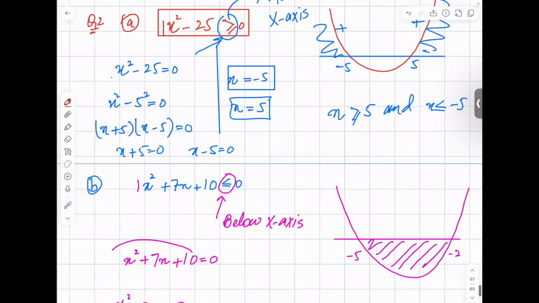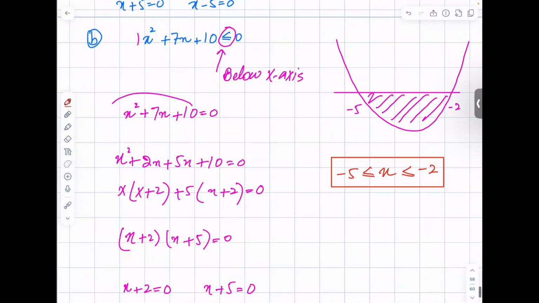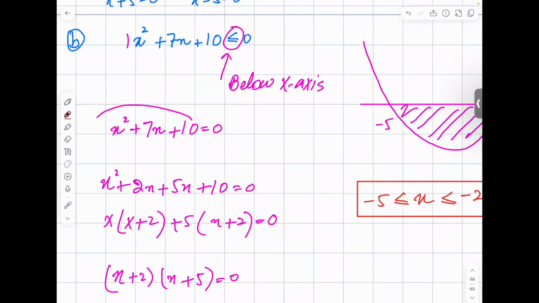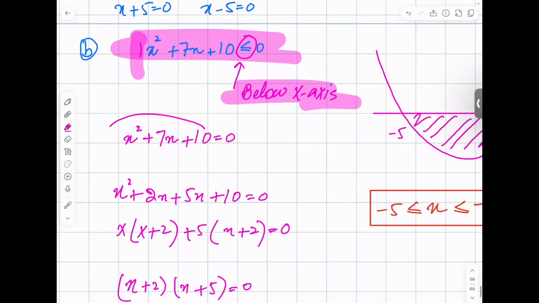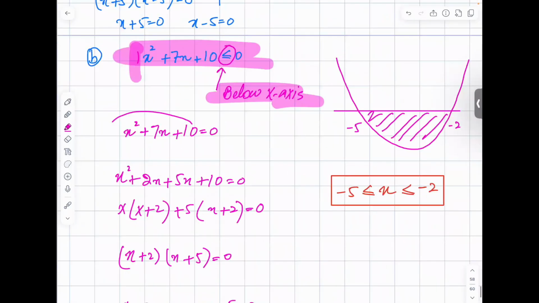Yes, one example we did for below x-axis. So here you go. Now we have x square plus 7x plus 10 is less than 0. Less than 0 would mean below x-axis. And the x square coefficient is positive 1. This gives us that it is opening upward, right? So if it is opening upward, it must be between minus 5 and minus 2 for less than 0.